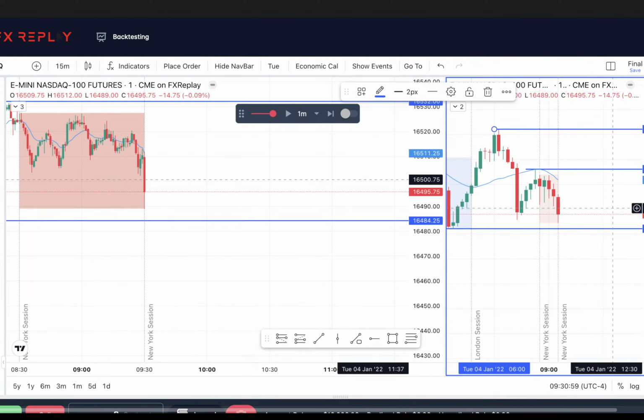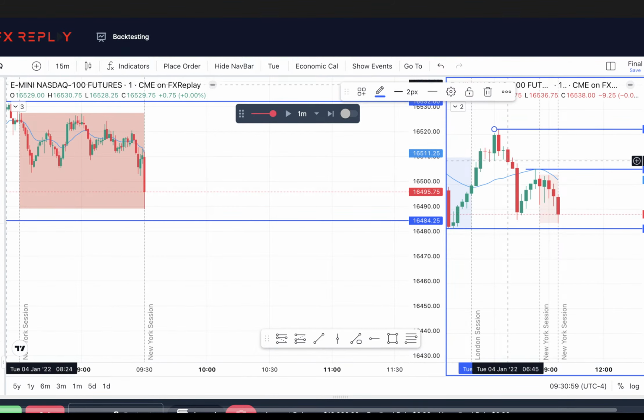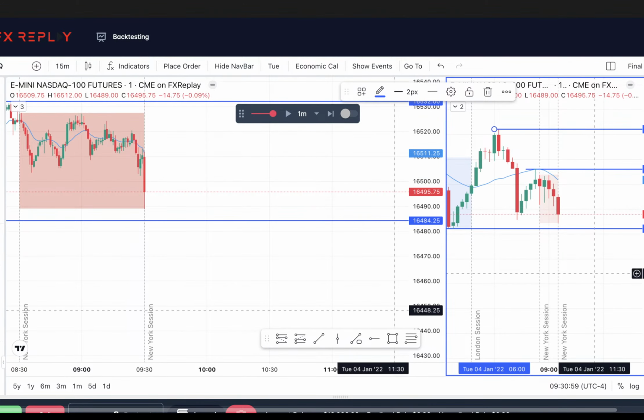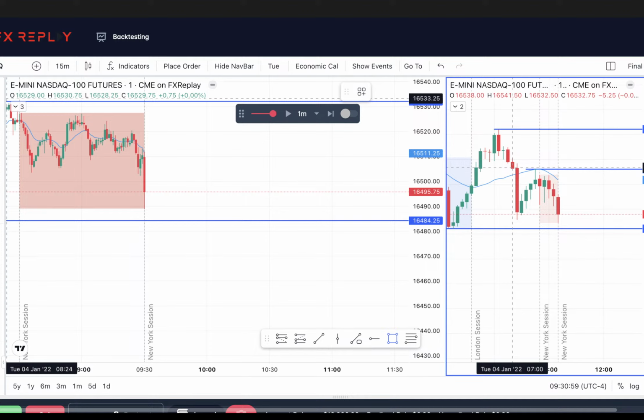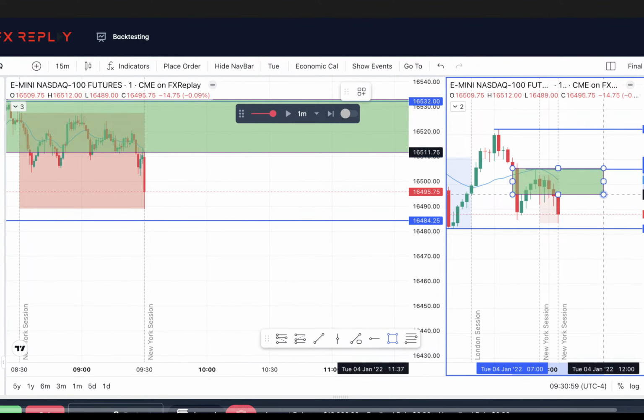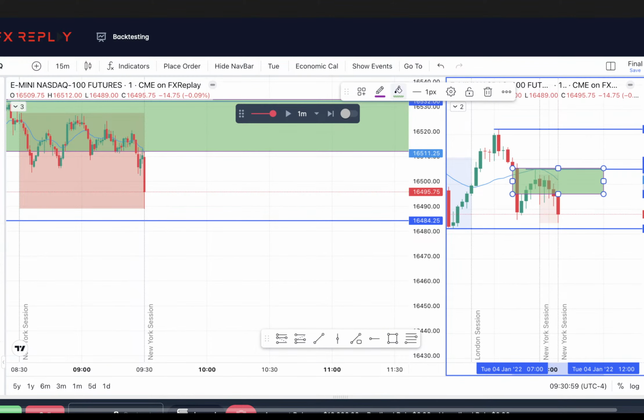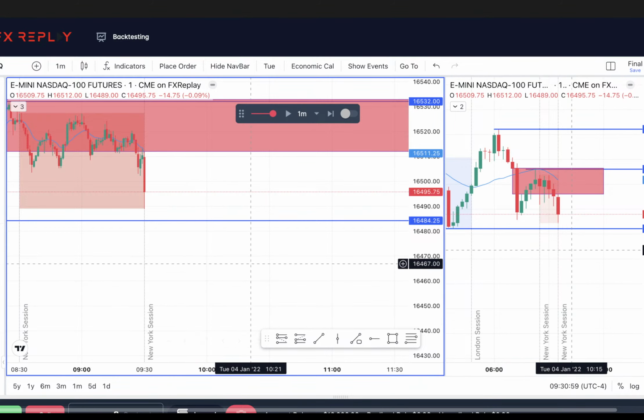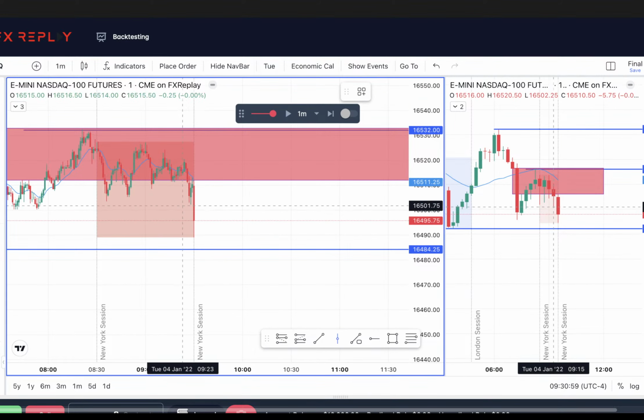Trying to see if we have any fair value gaps. Kind of have one here. We're kind of in a big one here that we already came out of on the 15-minute chart. So let's just see. And then we mark our 9:30 and our 10 o'clock.